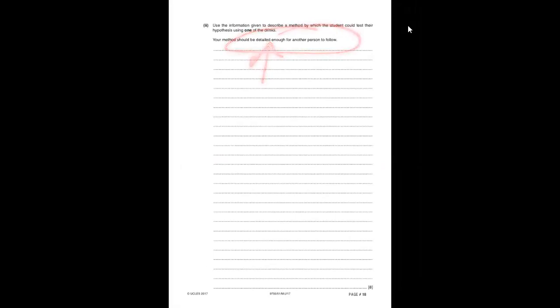Okay, the next part tells you to use the information given to describe a method by which the student could test their hypothesis using one of the drinks. Your method should be detailed enough for another person to use. It's an 8 mark question. So you need a maximum of 8 points, and these should include the variables, the procedure, the safety and the reliability as well. All the variables have already been stated, but connect the variables to the procedure: how the independent variable will be varied and how the dependent variable will be monitored. More marks will be for the procedure, safety, the reliability of the experiment, and how detailed your plan is.